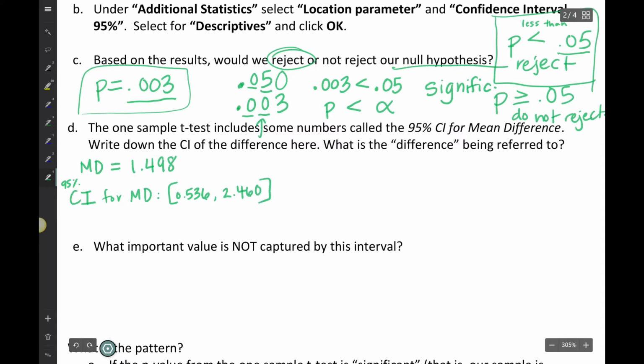So here's our confidence interval of the difference written here. Well, what is this difference that we're talking about? Because these numbers, 1.498 and 0.536, 2.460, those don't seem to connect very well with my problem when I was talking about 12 seconds and 13.5 seconds.